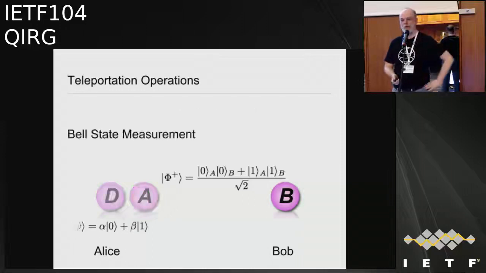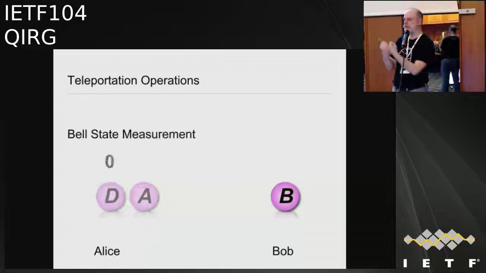She takes her qubits and she performs what's called a Bell state measurement, which is a joint operation on the two qubits. It's not the same thing as measuring the two of them independently. But when she does this, she's going to get 2 bits of classical data out of it. In this case, it's 0 and 1.